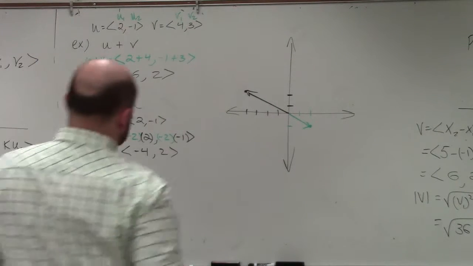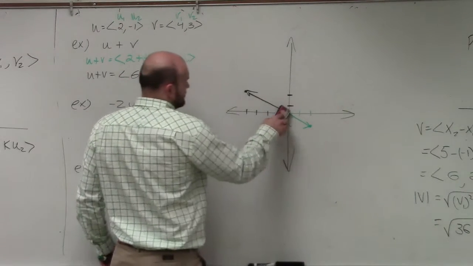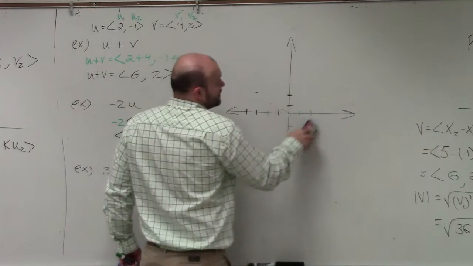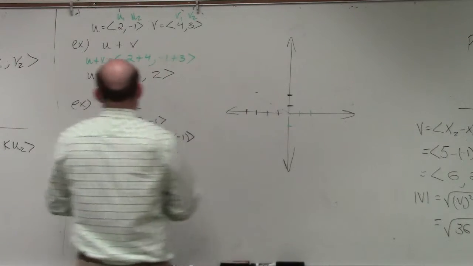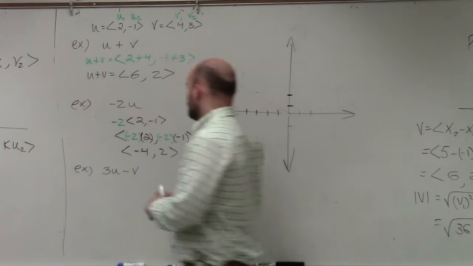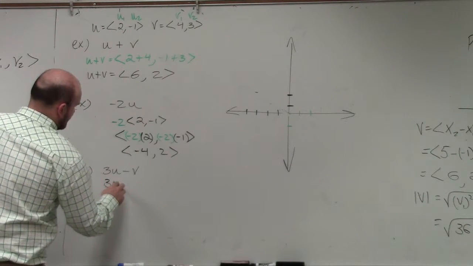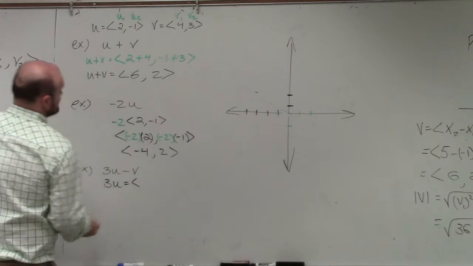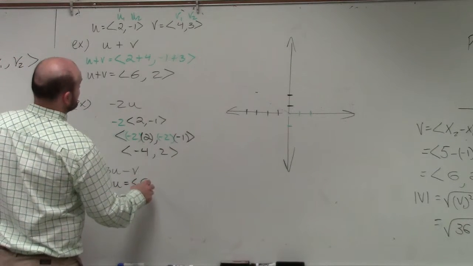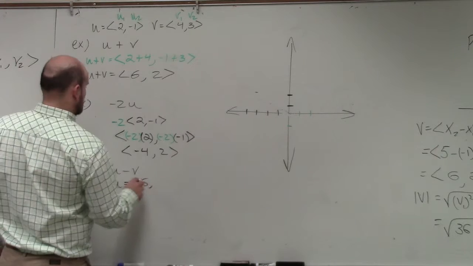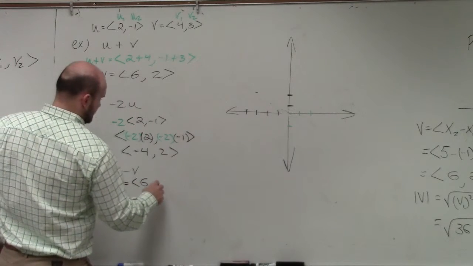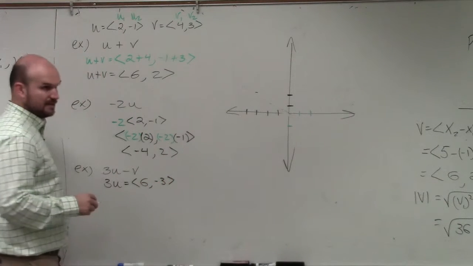In this last example, let's do 3u minus v. To go a little quicker, I'll just do the math. I'll distribute a 3 here real quickly. So I'll say 3u, and a lot of times, ladies and gentlemen, I would recommend doing them separately. So that's 6, negative 3. Does everybody follow?